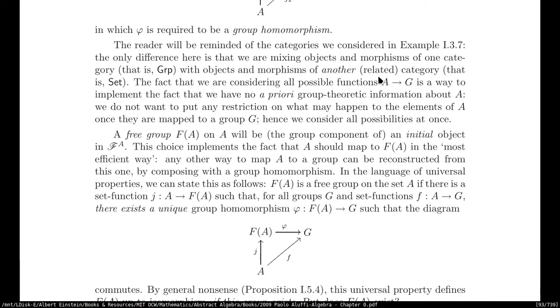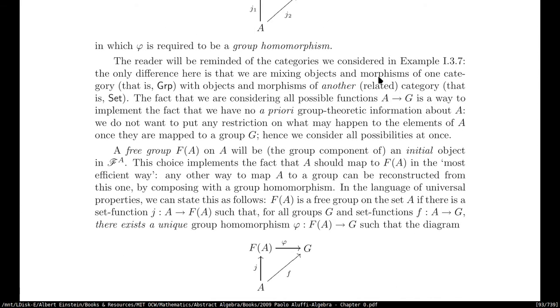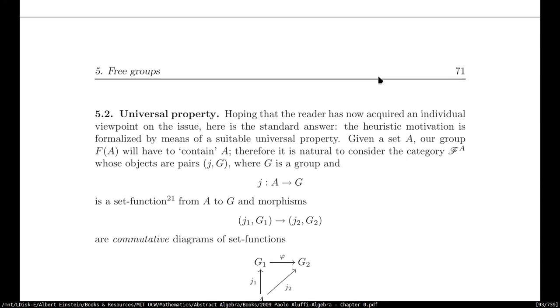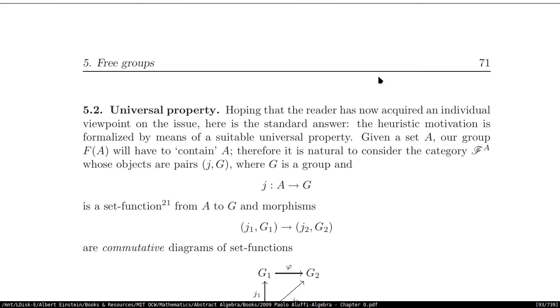Yeah, we still have 15 minutes. The generalized idea can be taken by this universal property. So if you have the set A, this group F of A will have to contain A, right? So A is a subset of F of A. Not even a subset, it's like all the elements of A have to be in F of A, right?